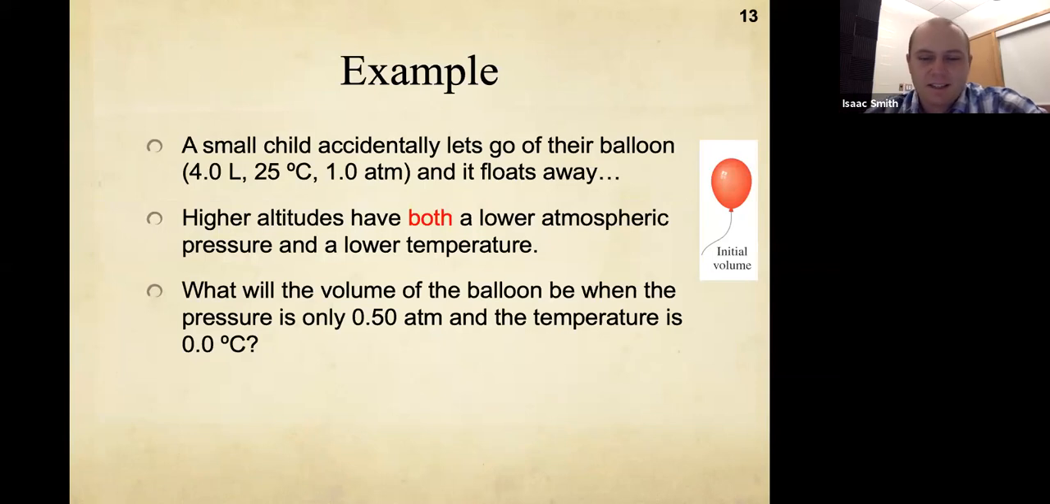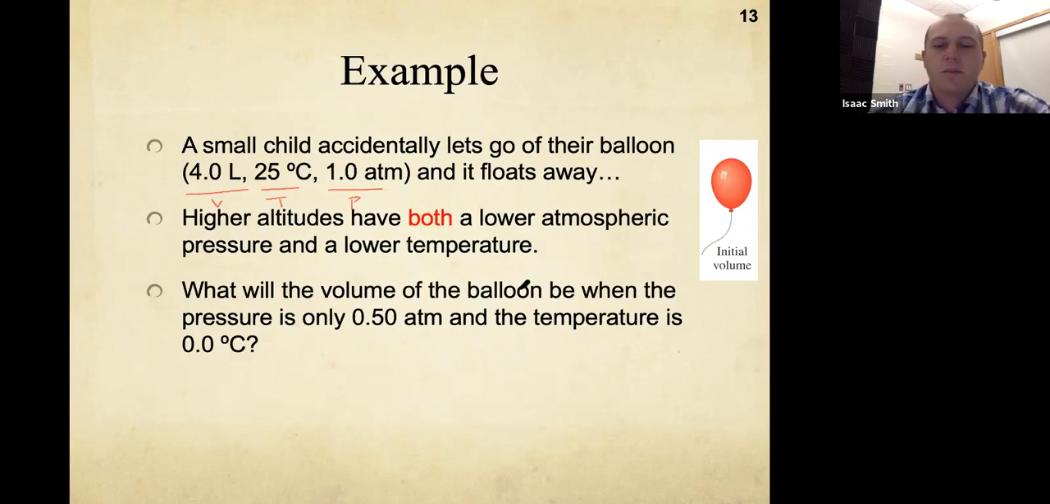Okay, now I can already tell, in this problem, it gives me a volume, it gives me a temperature, and it gives me a pressure. At this point, I'm already assuming it's going to be the combined gas law because I have all 3 of those variables. But it may not be, but we're going to move on. It floats away. Higher altitudes have both a lower atmospheric pressure and a lower temperature. This is compared to at sea level, right? Pressure is lower and the temperature is lower as you move higher.